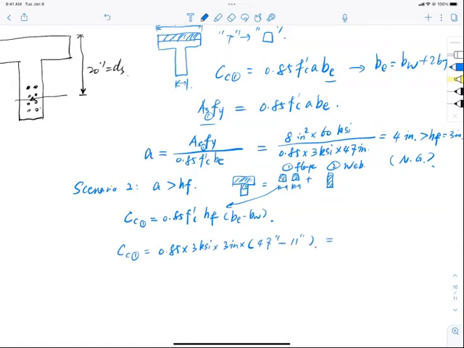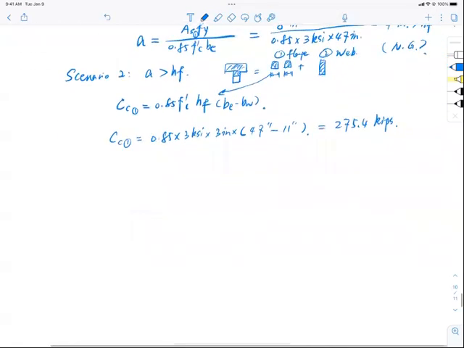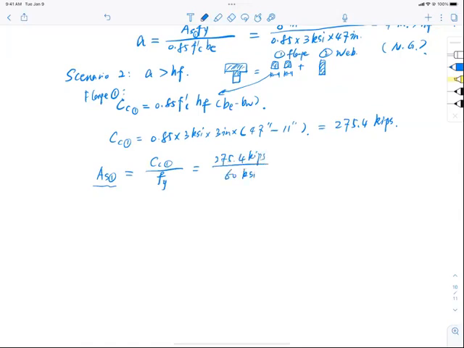And now I have my total compression force about 275.4 kips. Okay, save you the trouble. So that is for the flange, all right? And mind you that if I say this is for flange 1, so I know my reinforcement has to be split into 1 and 2, and the reinforcement for the flange equal to CC1 divided by AS1 FY, so divided by FY. So that is 275.4 kip divided by 60 KSI. So I know my reinforcement area required for the flange is 4.59 inch squared.